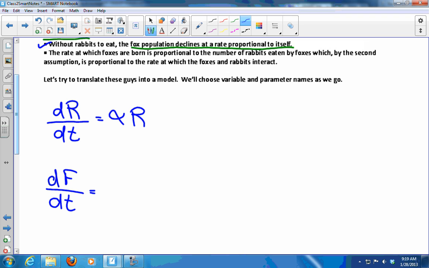dF/dt is going to be negative, right? Because without rabbits to eat, it says that it's going to decline at a rate proportional to itself. So it's going to decline, making the rate of change negative. I need a constant of proportionality. Let's use gamma F. All right, so this is the rate of change of rabbits with no foxes. This is the rate of change of foxes with no rabbits. Do you have a question? No. Okay.